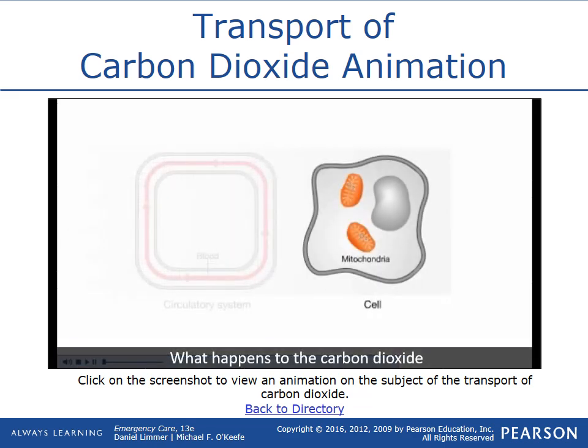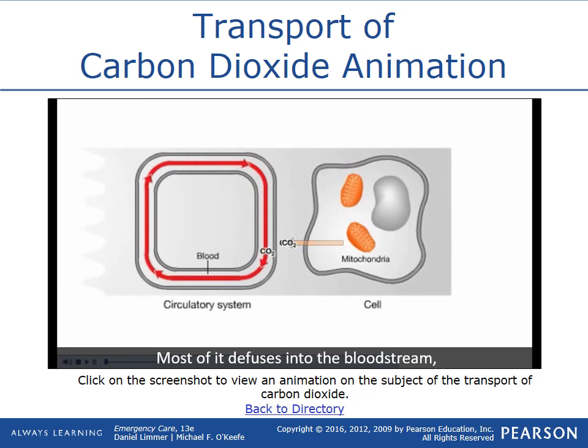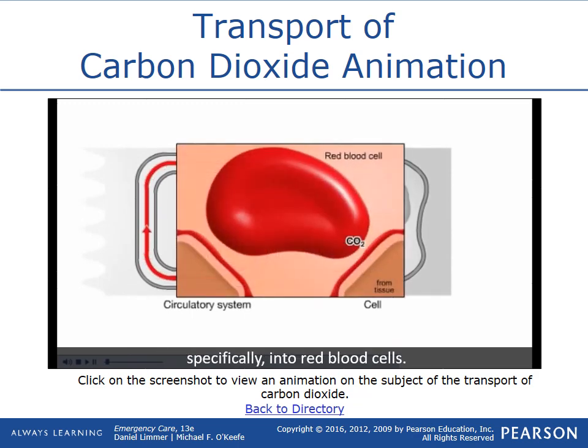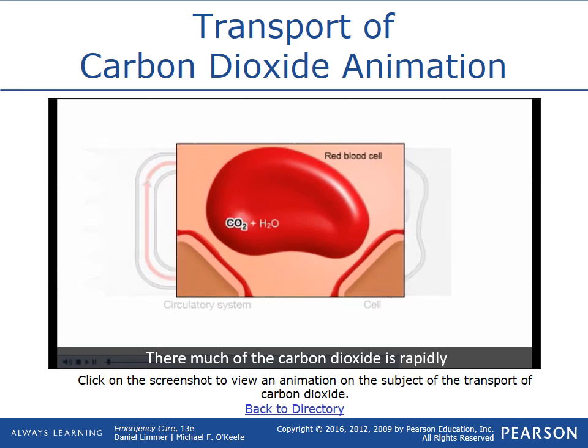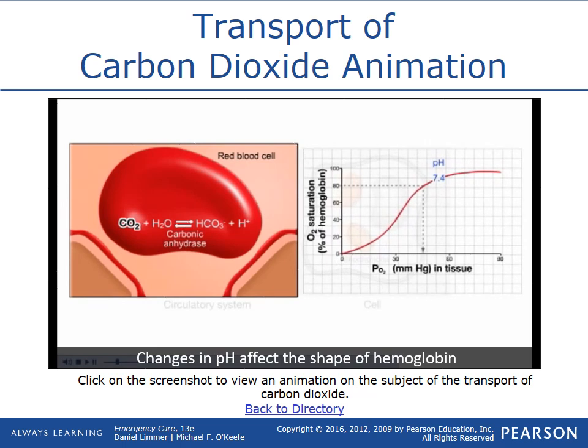What happens to the carbon dioxide that leaves the tissues? Most of it diffuses into the bloodstream, specifically into red blood cells. There, much of the carbon dioxide is rapidly converted to carbonic acid by the enzyme carbonic anhydrase. The carbonic acid then dissociates, releasing a bicarbonate ion and a hydrogen ion, that is, a proton. As a result, the blood pH drops. Changes in pH affect the shape of hemoglobin and thus its ability to bind oxygen.